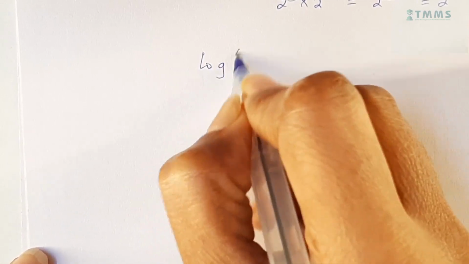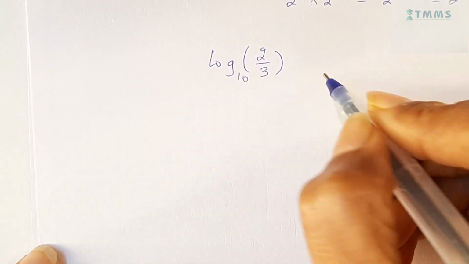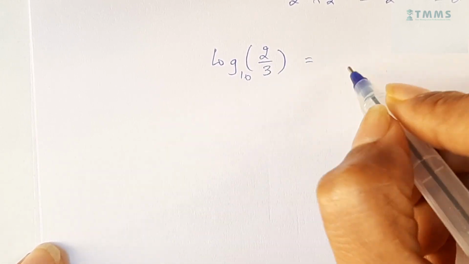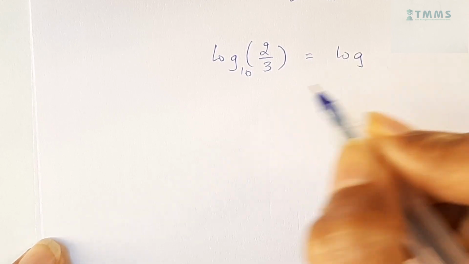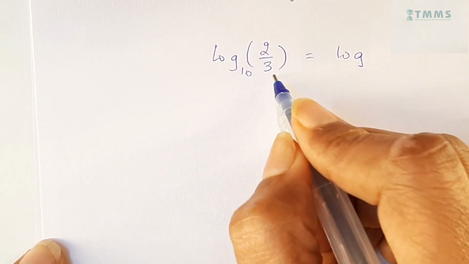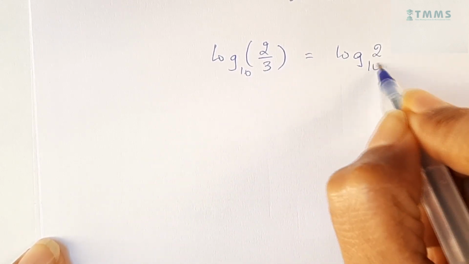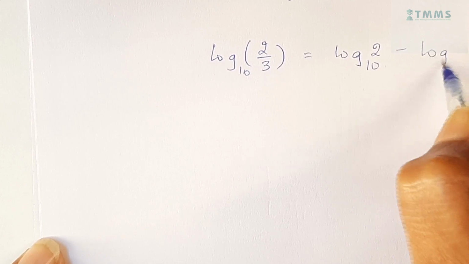So let us see log of 2 upon 3 to the base 10. We are dividing the numbers, and so the log of this particular number 2 upon 3, where there is numerator and denominator, it will be individual logs subtracted like so.